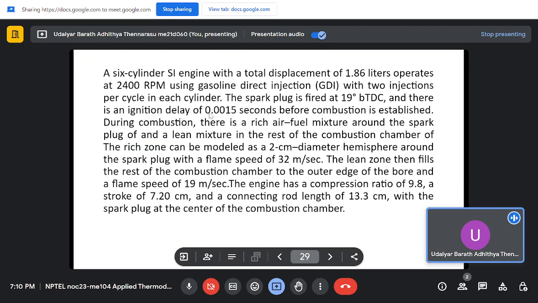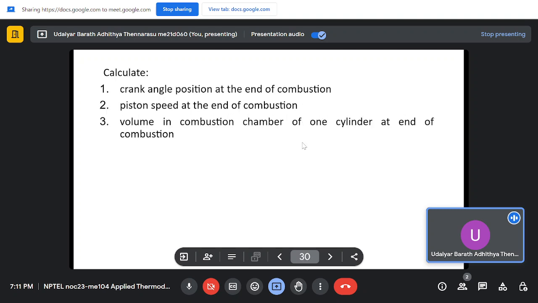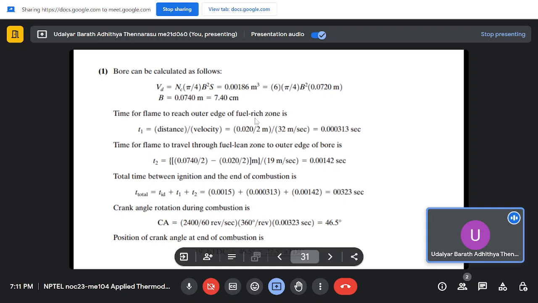The rich zone is modeled as a hemisphere with a diameter of 2 centimeters, so 0.02. The distance will be the radius, because this is a hemisphere, so to reach the outer edge the distance is the radius: 0.020 divided by 2, divided by the flame velocity, which is given as 32 meters per second in the rich zone. So the time taken in the rich zone is 0.000313 seconds. This is the time taken for combustion in the fuel rich zone.